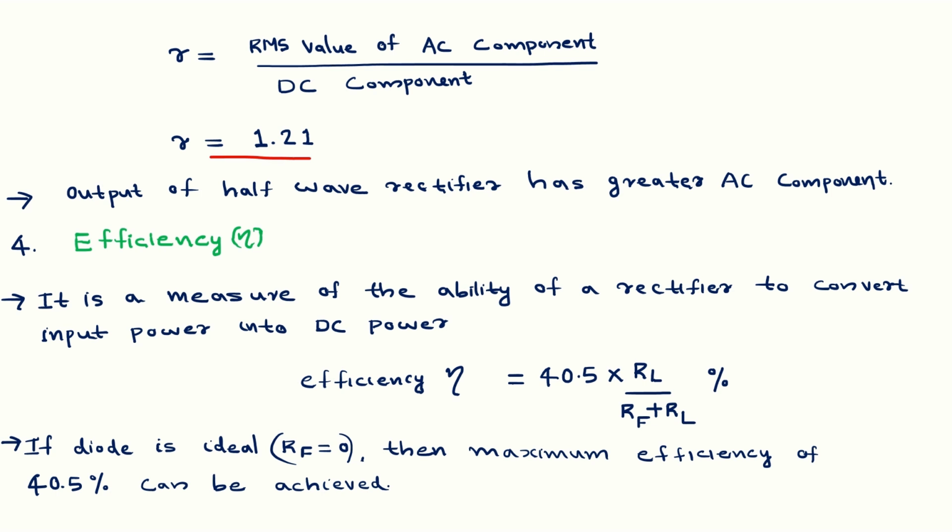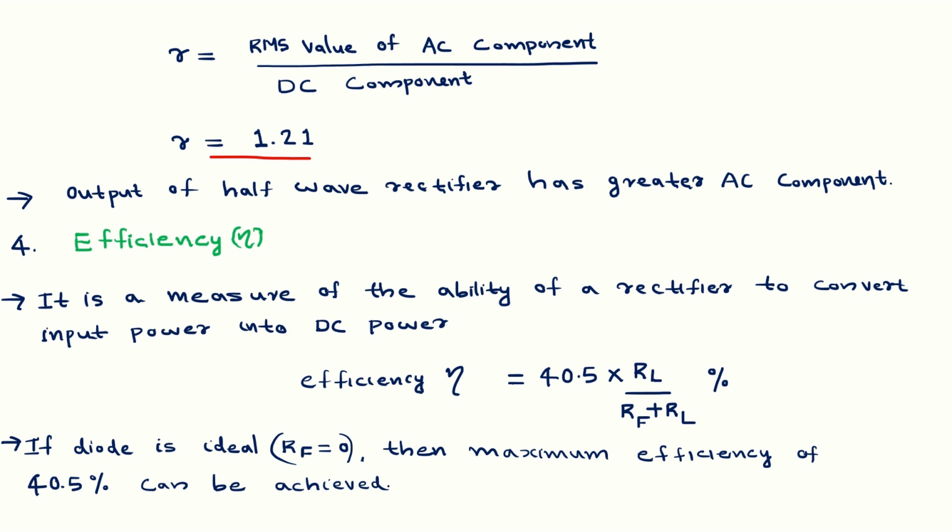The next parameter is efficiency, indicated by eta, represented as a percentage. It is the measure of the ability of a rectifier to convert input power into DC power. So the expression for efficiency, eta, is equal to 40.5 into RL divided by RF plus RL, where RL is the load resistor and RF is the forward resistance of the diode.